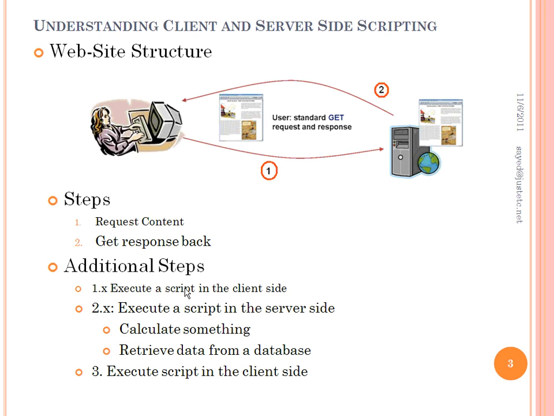Let's say the user is viewing an existing web page and he tries to click some button, and through that button it is supposed to bring some other web page from the server. So when the user clicks the button, depending on the web page, it may execute some sort of programming code in the user's browser. It can happen, but if the user requests the web page for the first time and not from an existing web page, hopefully this step 1.x will not be there.